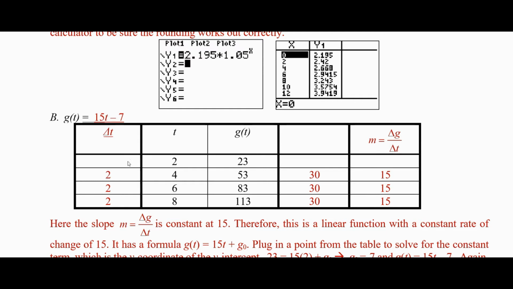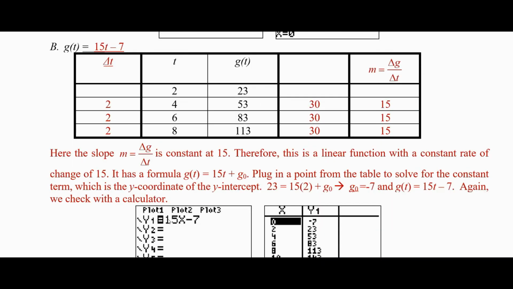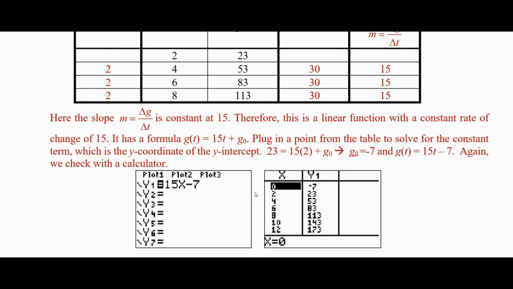The next one is linear. We're going up by 2 each time on the input, and the output is going up by 30 each time, so that's a slope of 15. So it's 15 there. We just need to figure out the other point. We can put in our point, say 2 and 23, and solve for the y-intercept of -7, or extend this back one more step by subtracting 30. And we get 15t minus 7. So that's linear, and again, we can check that with a calculator if we want.